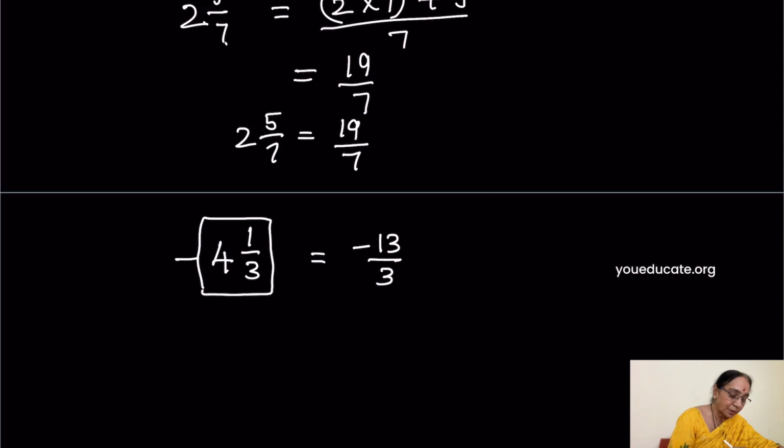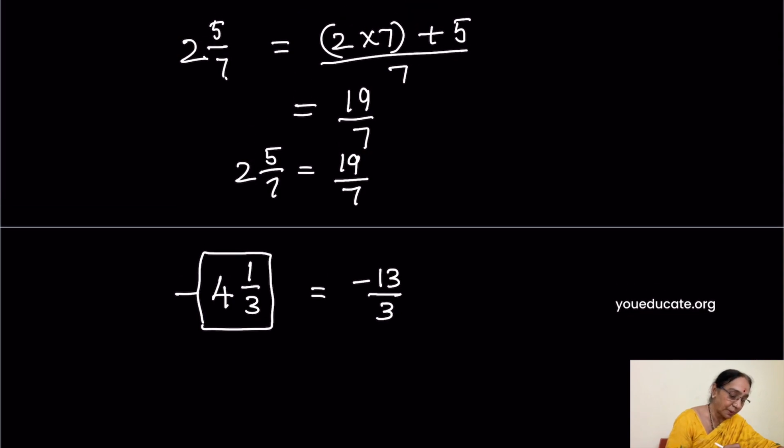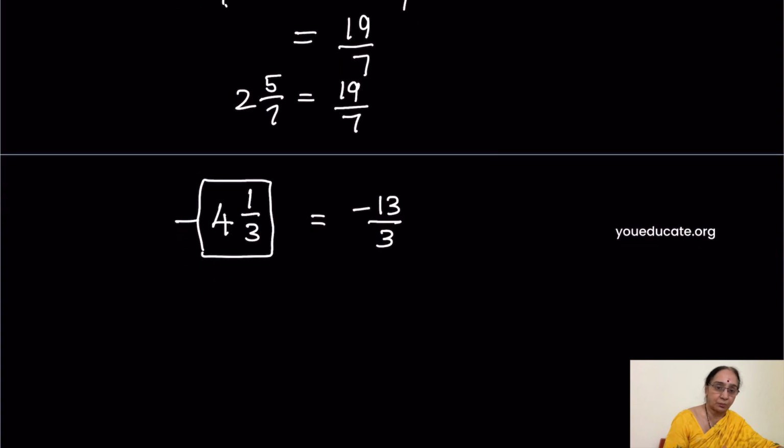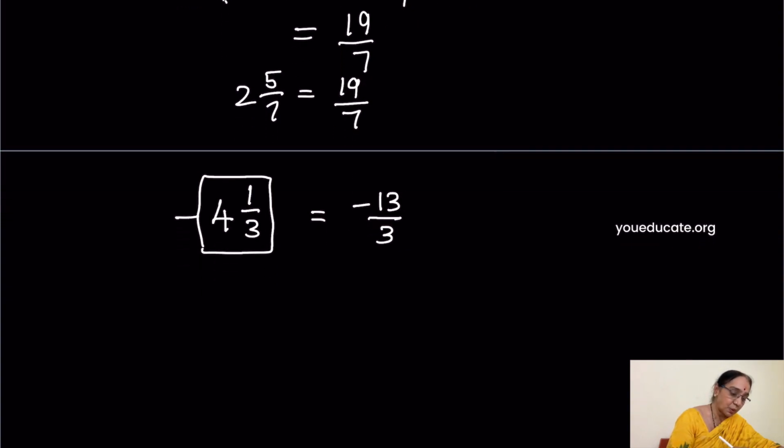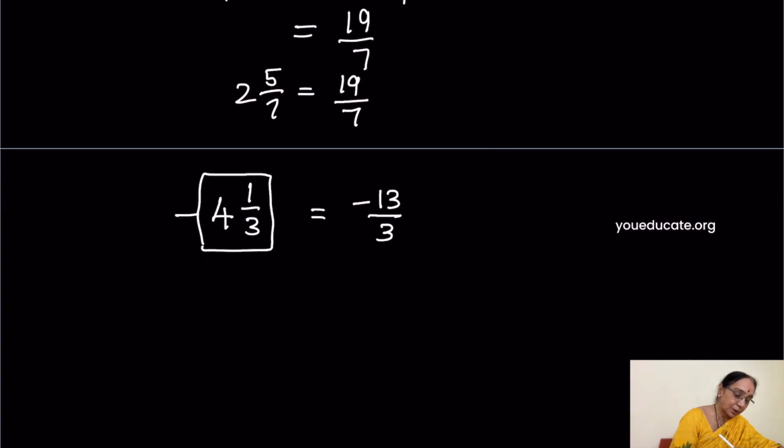Alright. So you should not make this error of multiplying 3 into negative 4, which is negative 12, and then adding 1. No. That negative is only saying that the number is negative. But the process of converting it into an improper fraction is the same. So first convert it into an improper fraction and then you assign the sign minus. And the same goes for converting it into a mixed number.